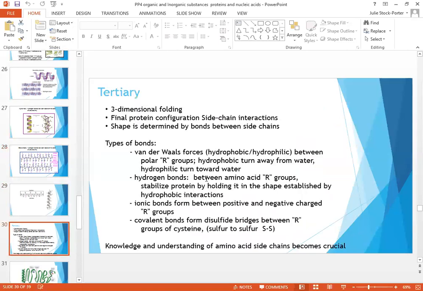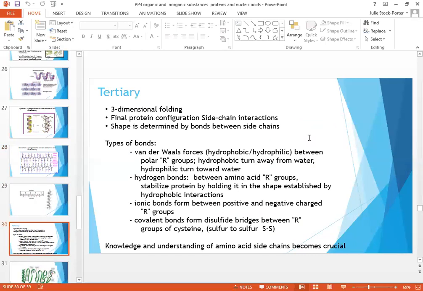Tertiary structure, that's a three-dimensional folding. Now we saw how the primary is nice and linear. We saw how the secondary kind of bonds with other primaries to form either a helix or these pleated sheets. And now we look at tertiary, and it's the first time we start to see kind of a 3D folding. It's a final protein configuration, and this involves the side chains. That is how we form these.